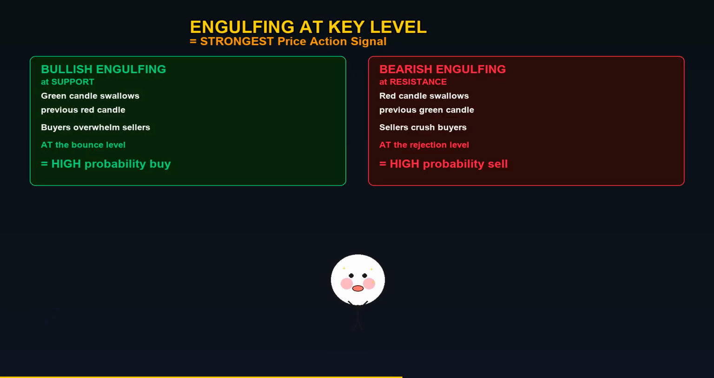The engulfing candle at a key level. This is the strongest price action signal. A bullish engulfing at support means the buying candle completely swallows the previous selling candle. Buyers have overwhelmed sellers right at the level where price should bounce. A bearish engulfing at resistance means sellers have crushed buyers at exactly the level where price should reverse. Engulfing plus key level equals highest probability trade.